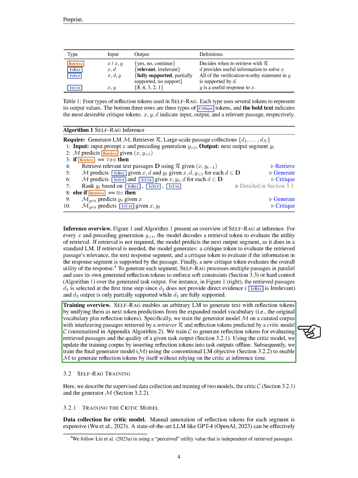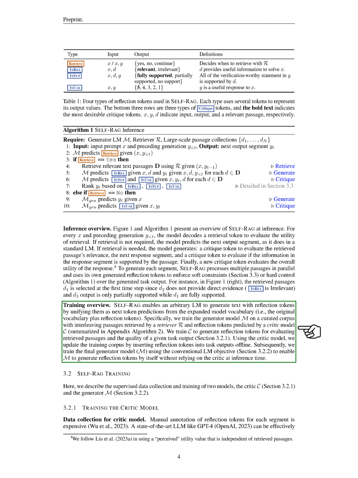In terms of training, Self-RAG allows any language model to generate text with reflection tokens by treating them as next token predictions from the expanded model vocabulary. We train the generator model on a curated corpus with interleaving passages retrieved by a retriever and reflection tokens predicted by a critic model. We train the critic model to generate reflection tokens for evaluating retrieved passages and the quality of a given task output.